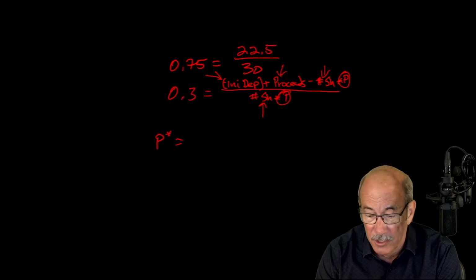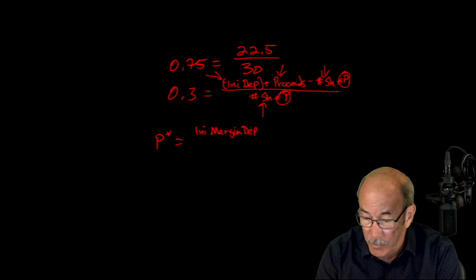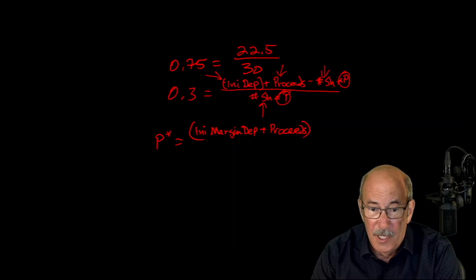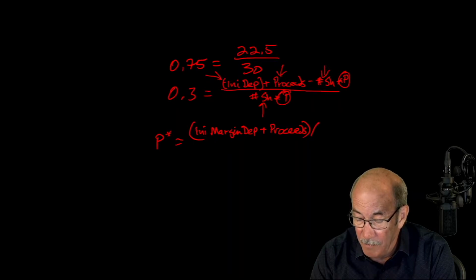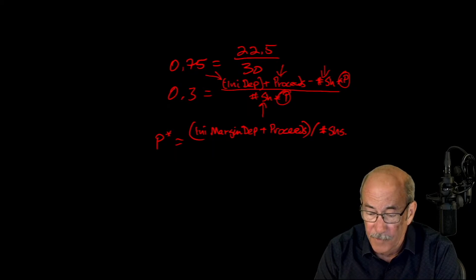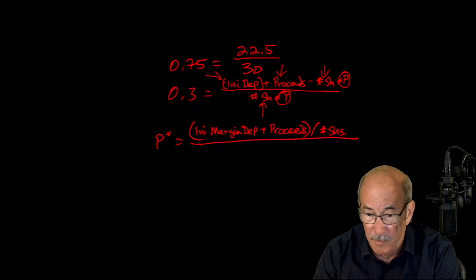So P star is the initial margin deposit plus the short sale proceeds. And then we're going to divide that by the number of shares. And all of that gets divided by 1 plus the maintenance margin.